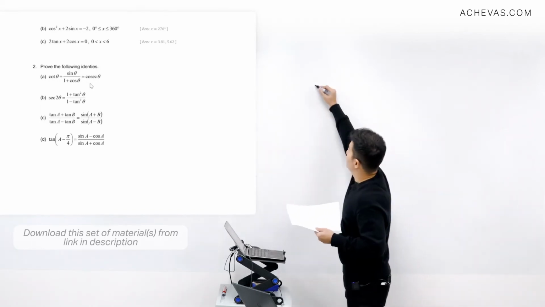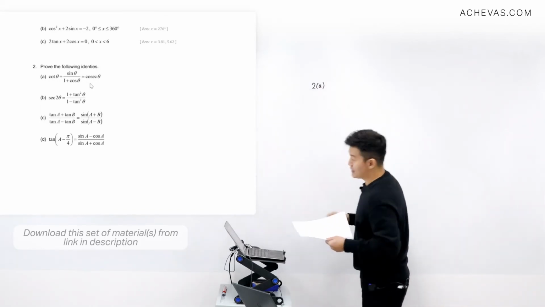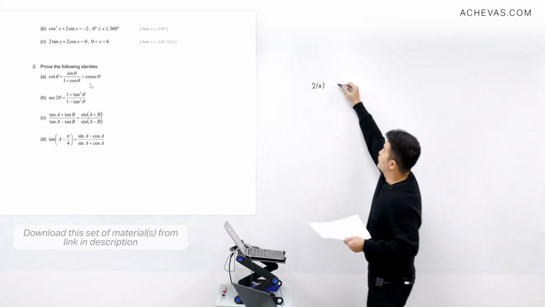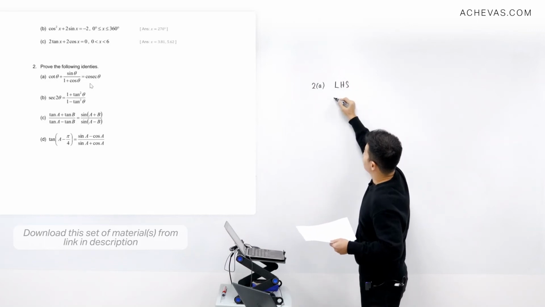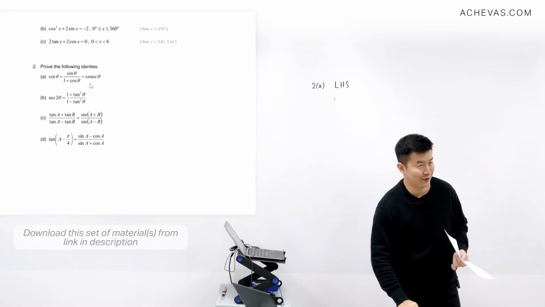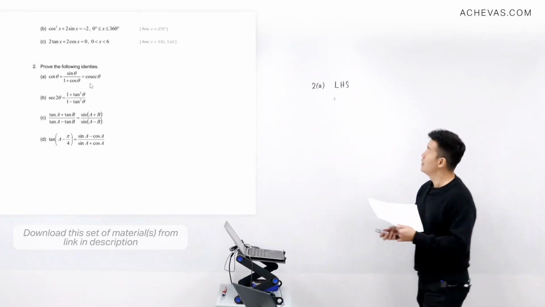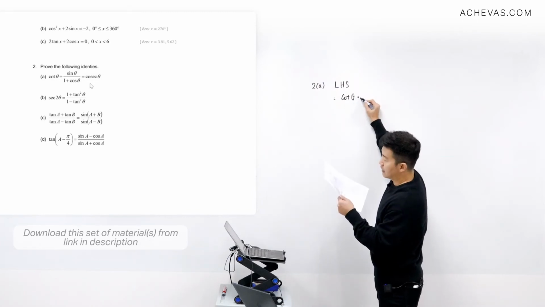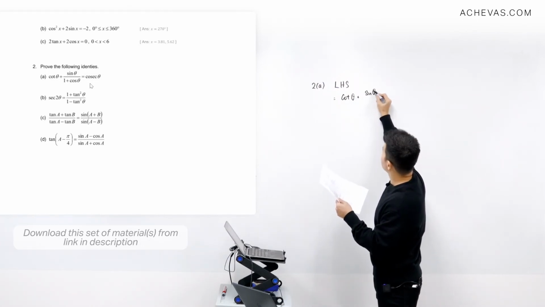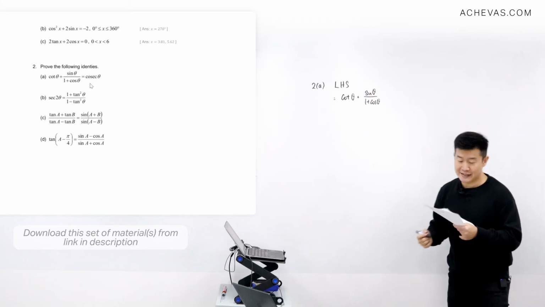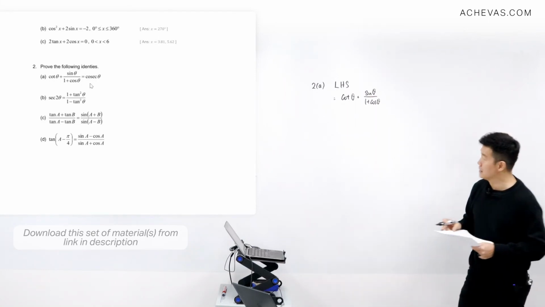So for example, in this 2a, I'm going to pick a side to start and manipulate it to make it look like the other side. So I'm going to start with the left-hand side, because I can tell that it's definitely more complicated looking. So on the left-hand side, we are looking at cotangent theta plus sine theta divided by 1 plus cosine theta. And let's try to see whether we can prove that this is equal to cosecant theta.